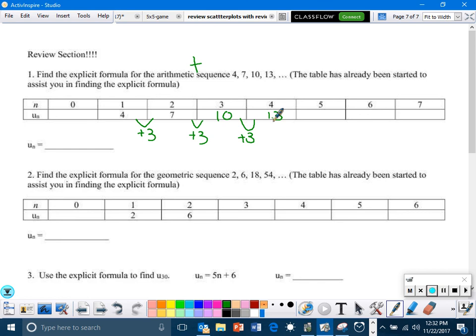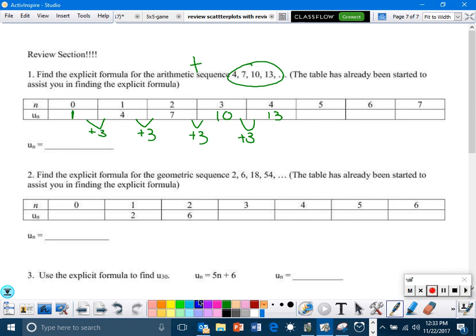Oh, we see that right here. All right, going backwards. Well, that would have to be a 1. Okay, going backwards, 4 take away 3 is 1, and then you can see 1 plus 3 is 4. All right, now explicit formula.